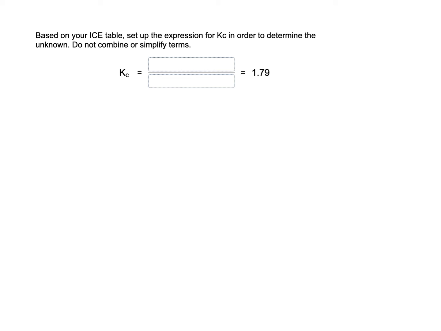Okay, the next step we can do is write the K equals Q expression, again, substituting in the value from the equilibrium row. So this is Kc is equal to 2x squared over, using the bottom, I have 0.05 minus 2x squared times 0.05 minus x.